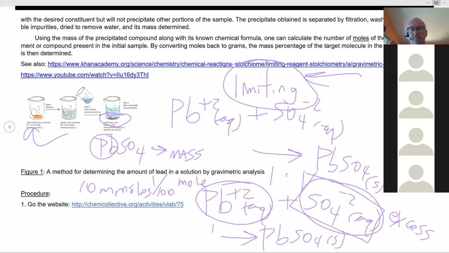Extra? Yeah, so we have extra sulfate. What happens to it? Does it precipitate? Does it just hang out? What does it do? So we've got sulfate that's aqueous. So we've got sulfate ions in solution. What happens to the excess sulfate ions that are in solution?